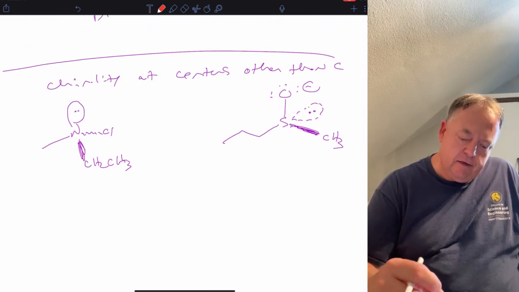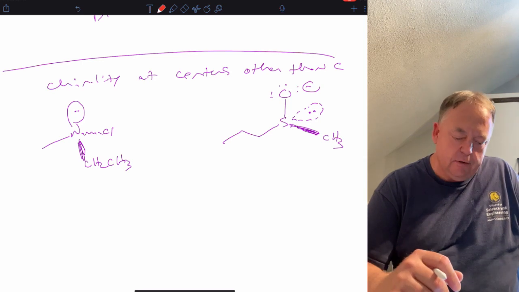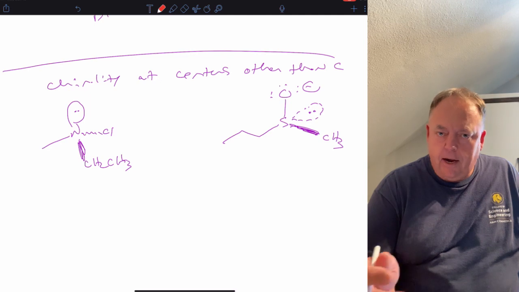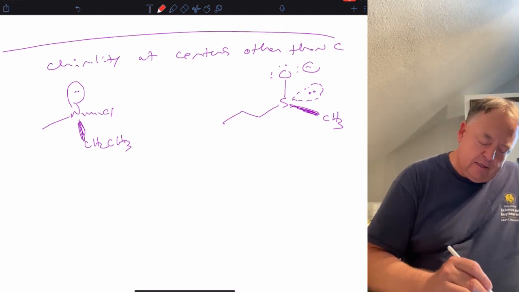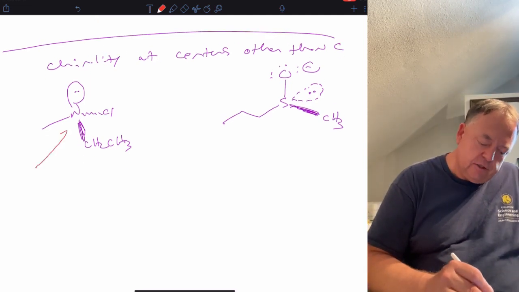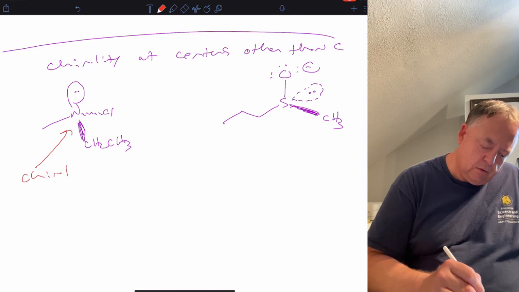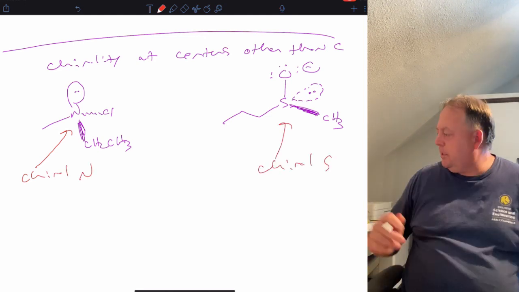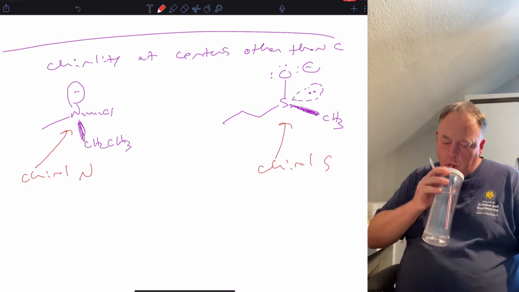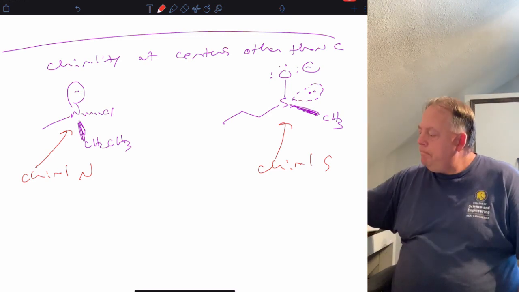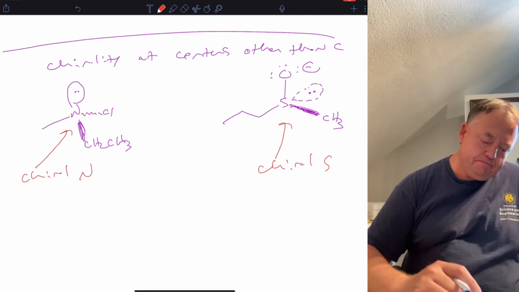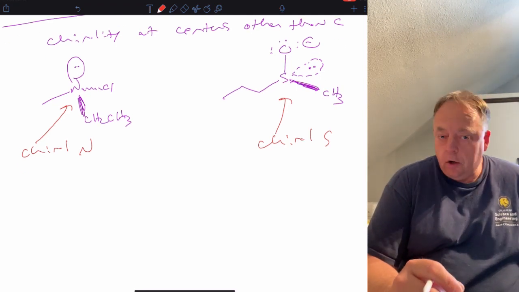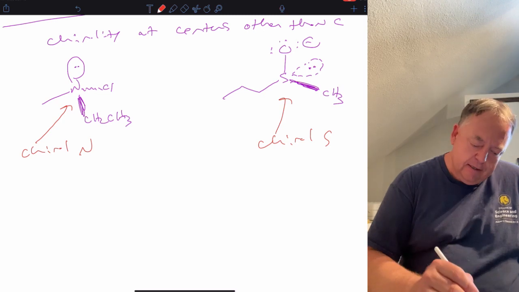So chirality doesn't have to just be at carbon centers. It can be at other centers. Nitrogen can be chiral. Sulfurs can be chiral, for example. So if we take this molecule, that's a chiral nitrogen. And that's a chiral sulfur, right? They both have 4 different things attached. So that means we can assign stereochemistry, or R or S, to the nitrogen and the sulfur.